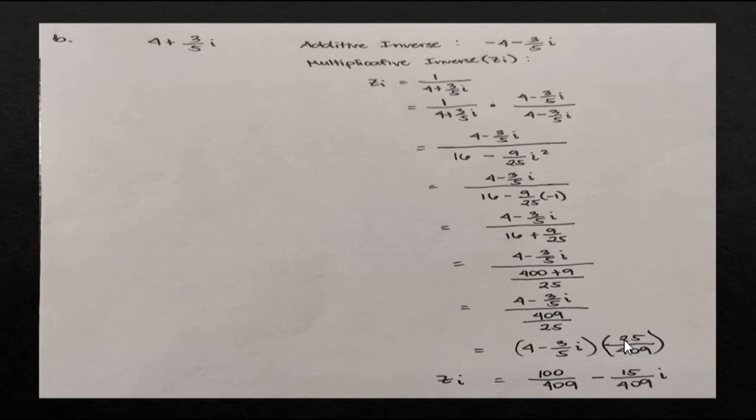So 4 times 25 over 409, that is 100 over 409, minus 3/5 I times 25 over 409, that is 15 over 409. Since 5 cancels, the 5 cancels with the 5 of 25. So, 3 times 5 is 15. Then, copy what is left, 409i. So, that is our multiplicative inverse of the given complex number.